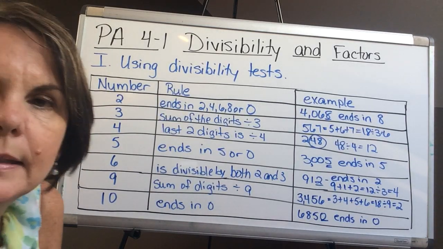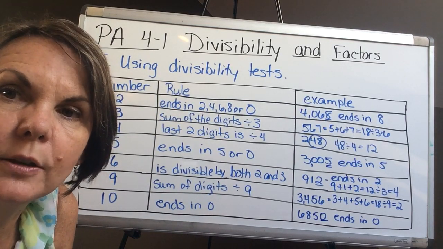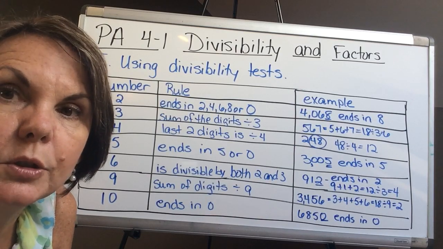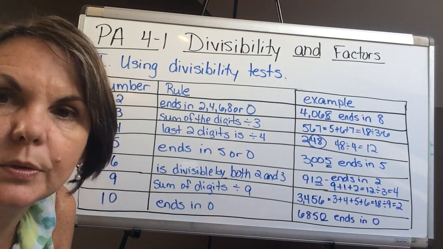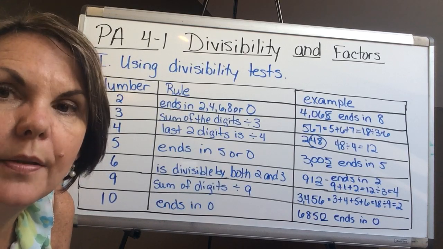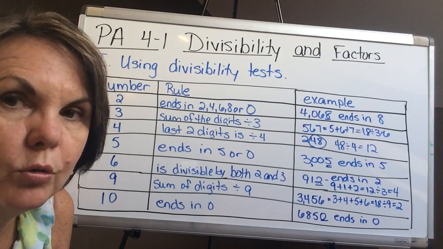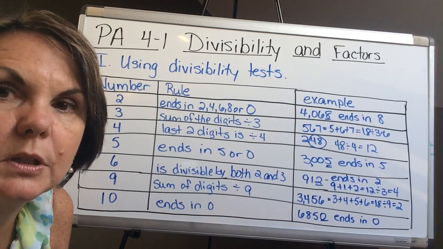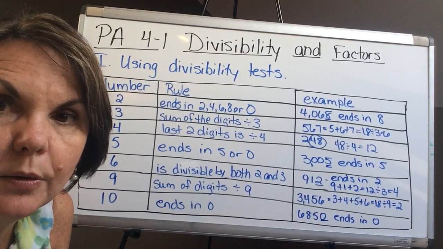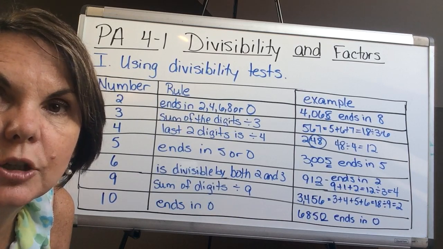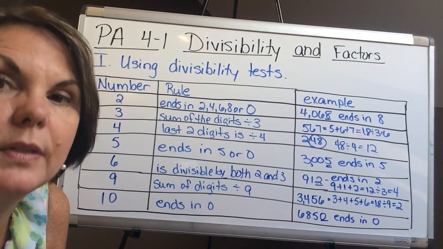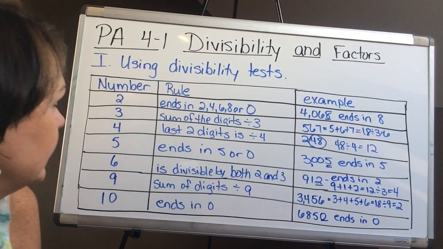The number 6. Now think about your factors. What 2 numbers multiplied to get to 6 other than 1 and 6? Well, it's 2 and 3. So the rule for 6 is real simple. It has to be divisible by both 2 and 3. So again, it's no new rules here. It's just, what's the rule for 2? It has to end in a 2, 4, 6, 8, or 0. And the rule for 3 is that the sum of the digits has to be divisible by 3. So if you say yes to both of those, then you say yes, it is divisible by 6.